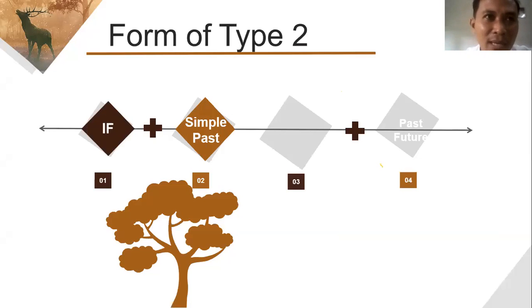For example, I studied, I lived, I wrote. That's simple past tense. I ate. Eat, ate, eaten. So ate. I ate fried rice. It means it's simple past tense.